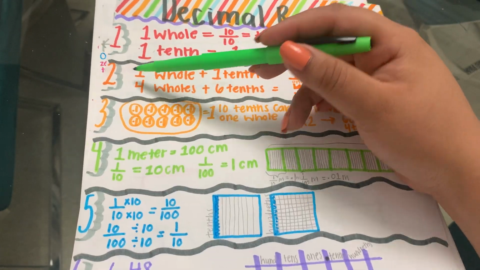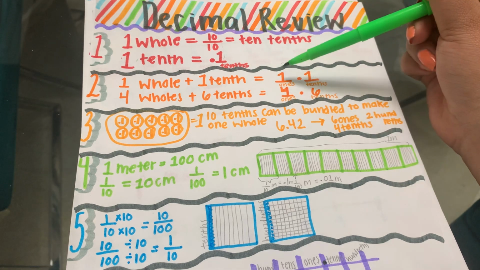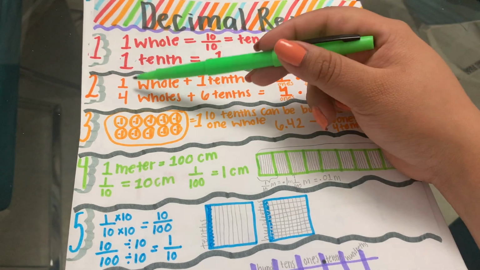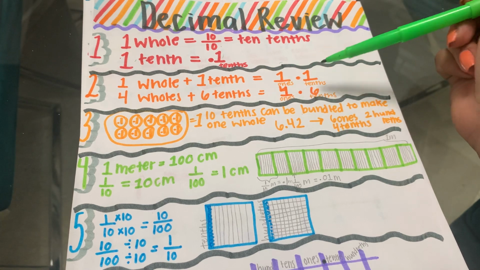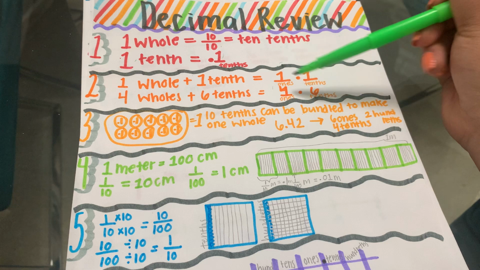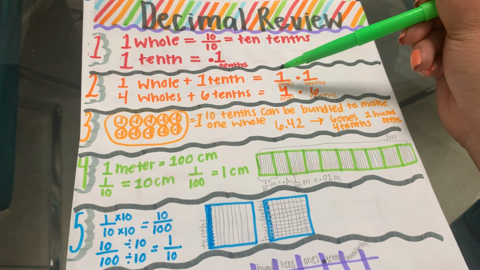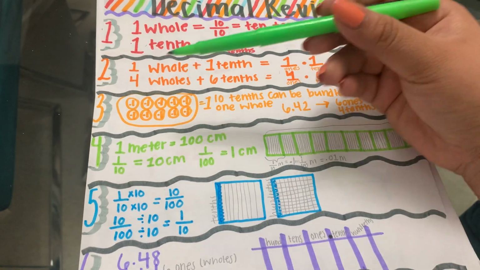Now, the key takeaway for lesson 2 is that 1 whole plus 1/10 is equal to 1.1. Or 4 wholes plus 6 tenths is equal to 4.6. So here we introduced wholes by using ones and the tenths. So you have a 1, a decimal point, and a tenth.